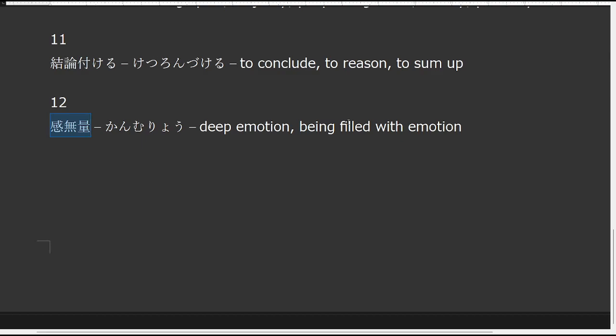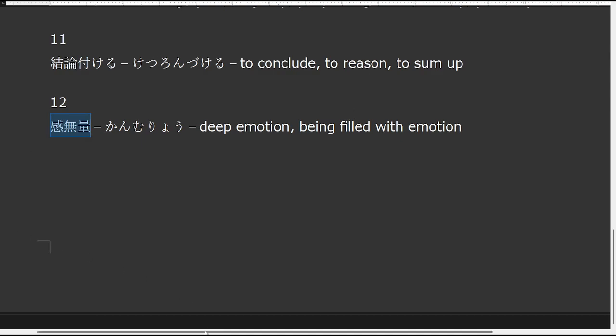Kanmuryo desu. And our deep, deep emotion without measure. Kanmuryo desu. Our emotion without measure. Emotion without measure or specific depth, going all the way to as deep as it can go.